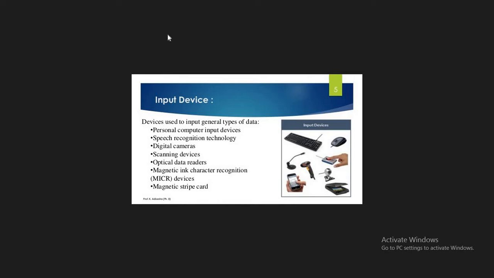Keyboard, and this is mouse. This is a joystick, and this is also a mouse. This is a webcam, scanner, mobile phone, optical mark reader. Personal computer input devices: speech recognition technology, speaker, and digital camera.